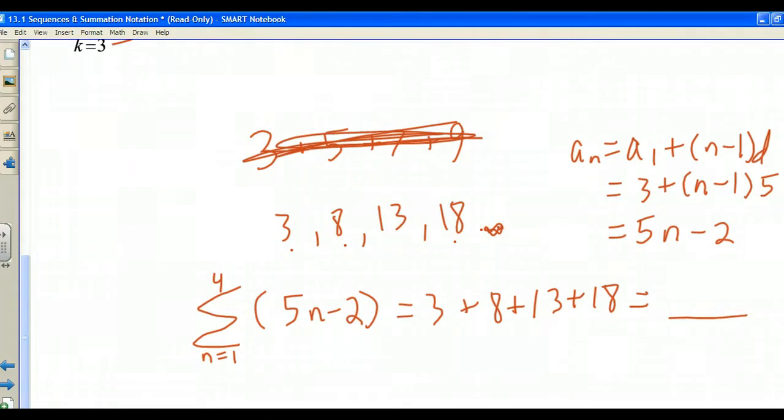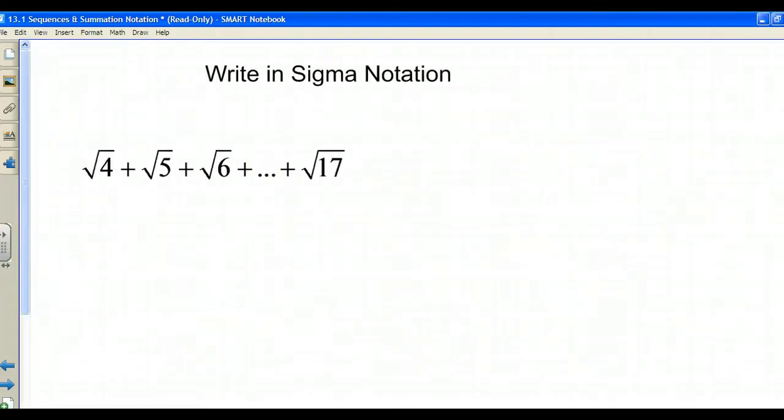Let's do one more. So we wanted to write something like this in sigma notation. Might be kind of hard, but how many terms are there? Well, you can see it starts counting at 4, 5, 6, 7, 8, 9, 10, 11, 12, all the way up to 17. So it didn't start counting at 1. So 1, 2, and 3 are omitted here. So there's not 17 terms in the sequence. There seems to be 3 less than that. So I think there's 14 terms.